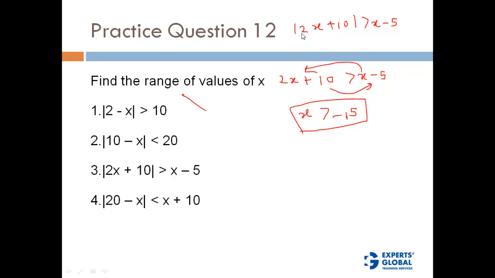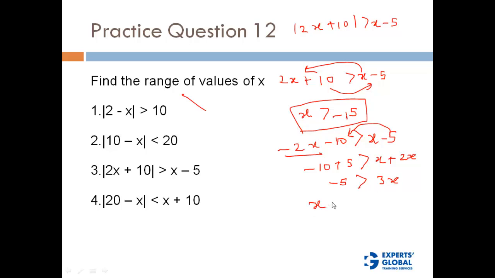Second one will be, let's negate whatever is there inside the absolute value sign. So you get minus 2x minus 10 greater than x minus 5. Right? So let's say we are getting this minus 2x from the left hand side to the right hand side, move minus 5 from right to left. So we get minus 10 plus 5 greater than x plus 2x. So that means minus 10 plus 5 is minus 5, minus 5 greater than 3x. So that means x is smaller than minus 5 by 3. So x is less than some negative number.